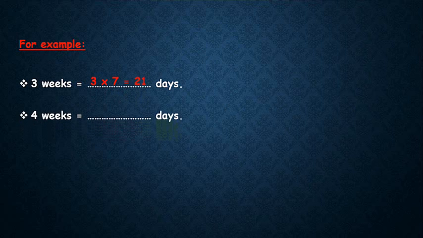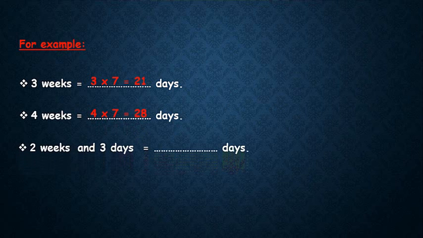Example 2. 4 weeks equals dots days. What do you think? Yes, 1 week equals 7 days. So we are going to make 4 times 7. It will be 28. So there are 28 days in 4 weeks.